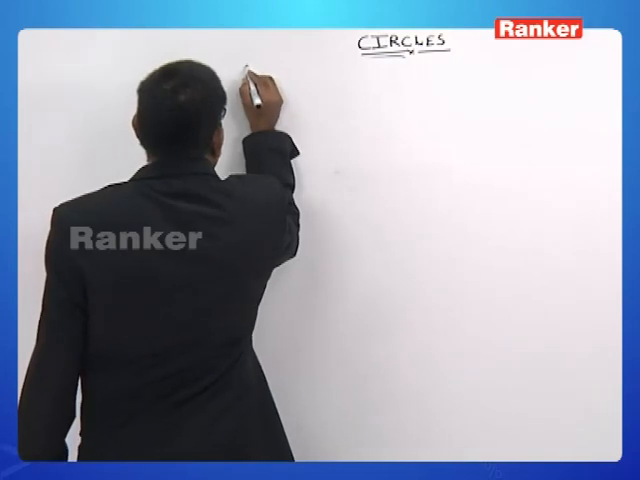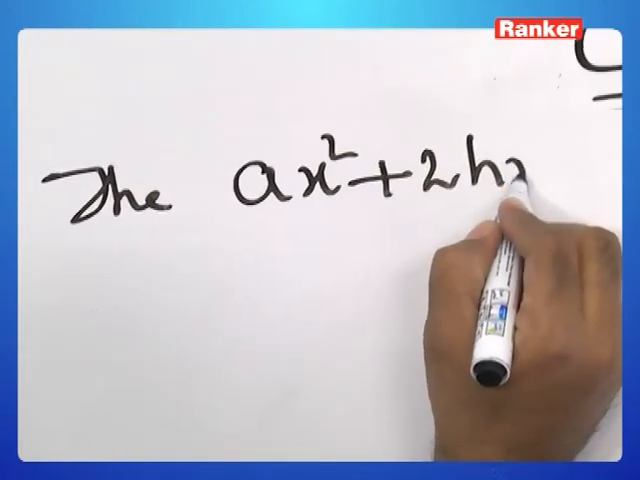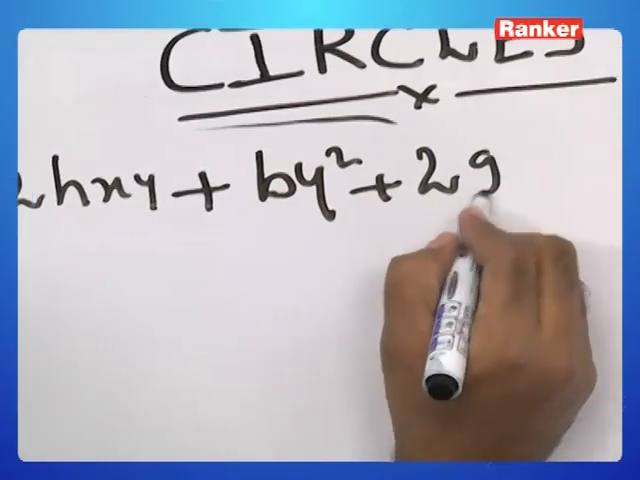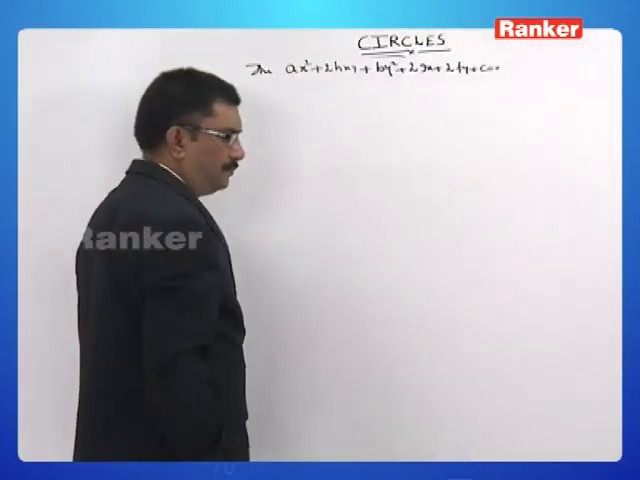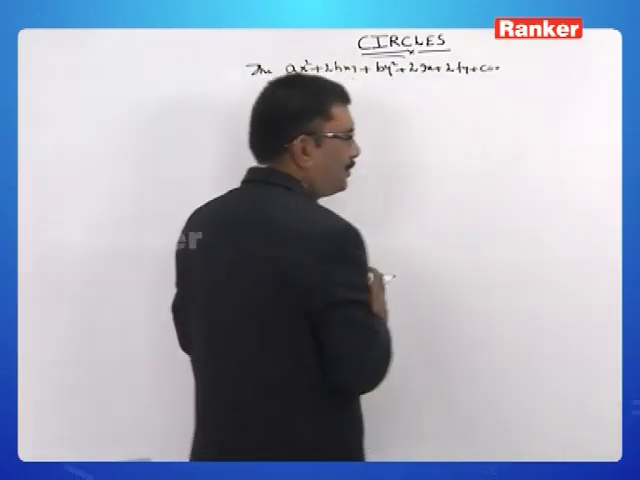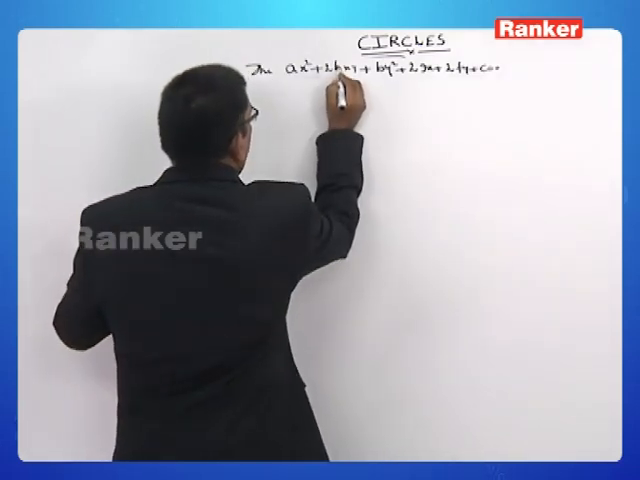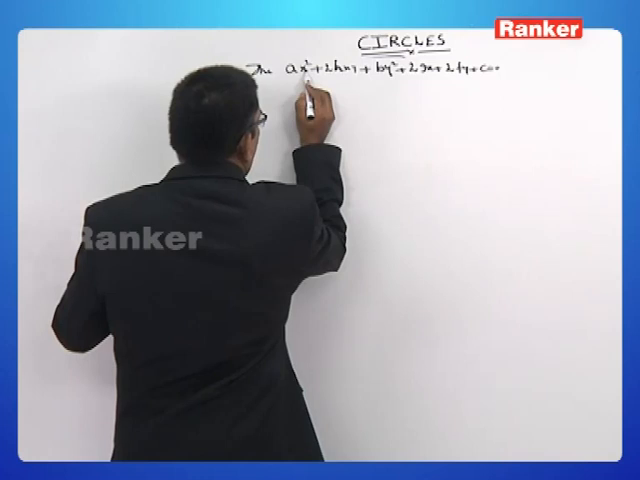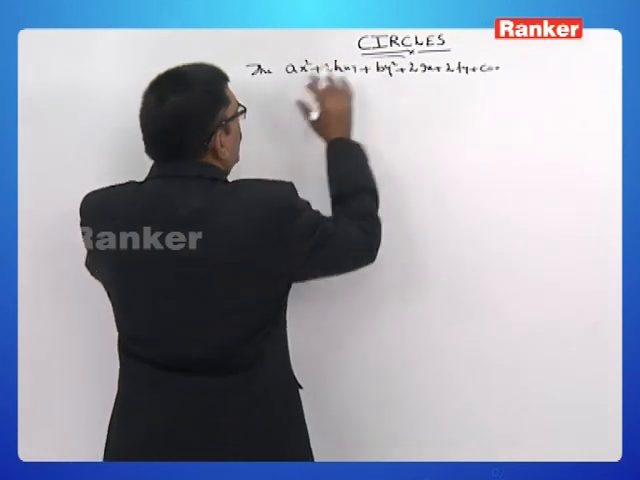Let us start to understand another equation which also represents an equation of a circle. The equation ax square plus 2hxy plus by square plus 2gx plus 2fy plus c is equal to 0. Okay, this also represents an equation of a circle. We have to show that. So how to do that? Now we have to show that the coefficient of x square and the coefficient of y square must be equal.